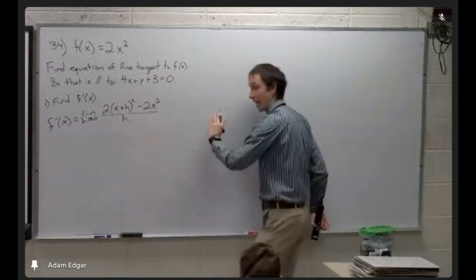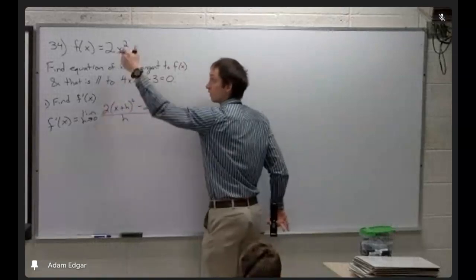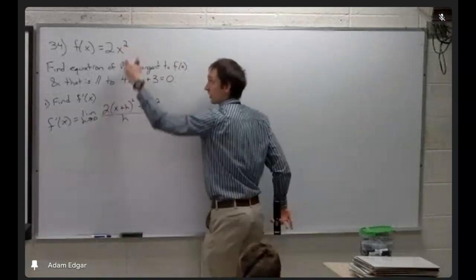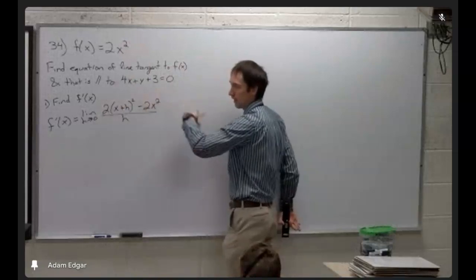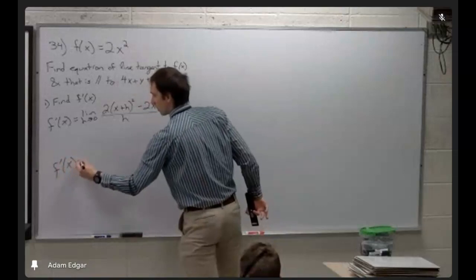So that's your setup. So not 2x squared plus h. The x itself turns into x plus h, and that whole thing gets squared. And then you're subtracting the function. And when you go through that whole process, you get f prime equals 4x.